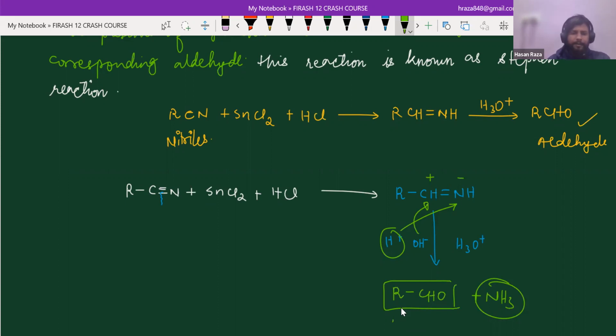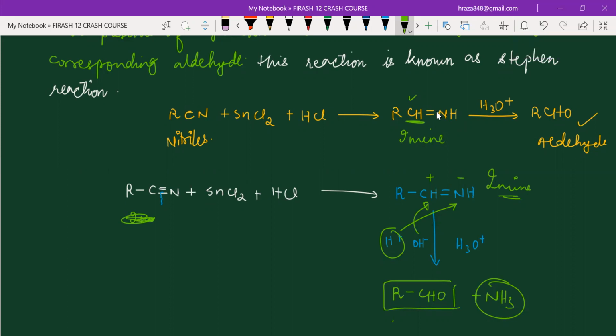Can I change the slide? What is imine? Imine is this. This is nitriles and this is imine. Imine is also a functional group like nitriles. Imine is when carbon and nitrogen have a double bond. Okay. Can I change the slide?